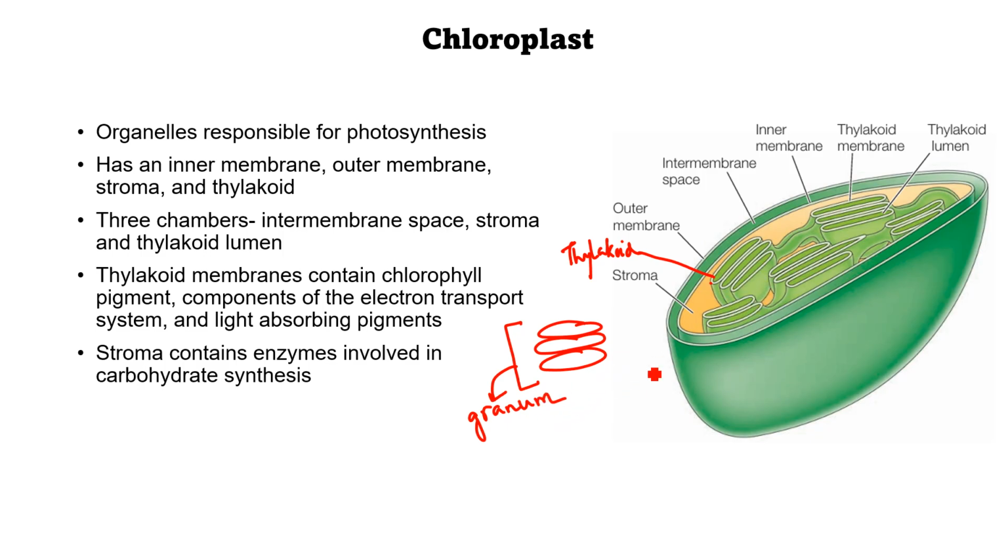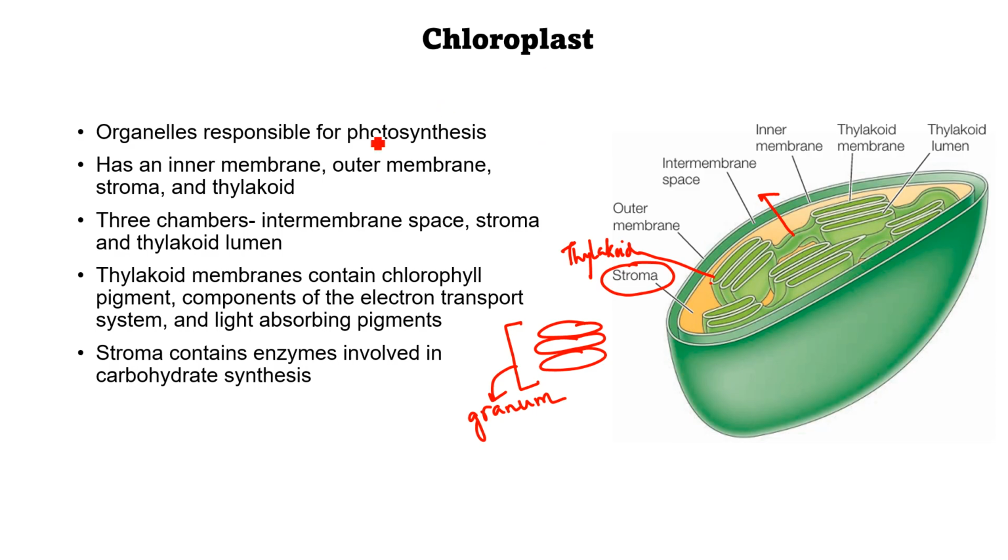So a stack of thylakoids is called a grana, and you see that one grana remains attached to another grana via these structures. These are also connected to one another. So these structures connect one grana to another grana, and the matrix present inside the chloroplast is called the stroma. The matrix present inside the chloroplast is stroma.